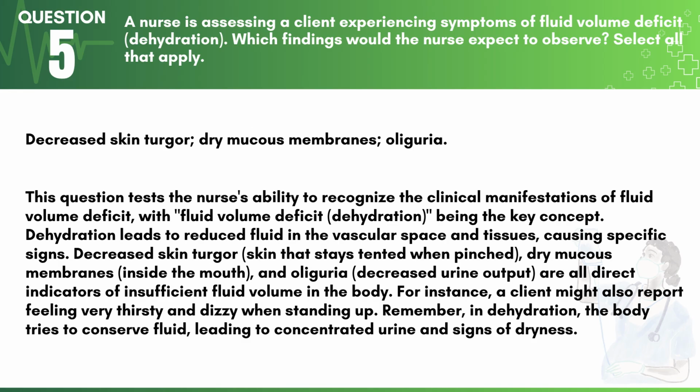Answer. Decreased skin turgor, dry mucous membranes, oliguria. This question tests the nurse's ability to recognize the clinical manifestations of fluid volume deficit, with fluid volume deficit, dehydration being the key concept. Dehydration leads to reduced fluid in the vascular space and tissues, causing specific signs. Decreased skin turgor, skin that stays tented when pinched, dry mucous membranes inside the mouth, and oliguria, decreased urine output, are all direct indicators of insufficient fluid volume in the body.